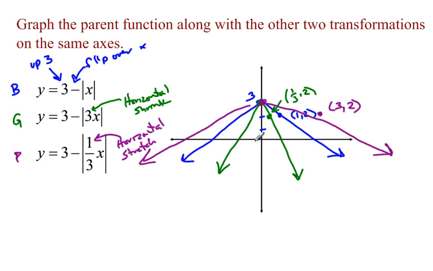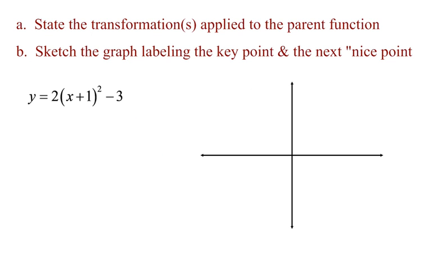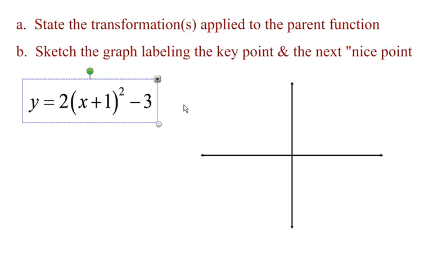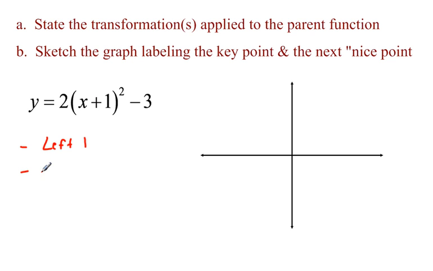All right. Let's move on to our next type of problem, which is where we're just given a single equation. We don't have to graph a whole bunch on the same one. And we're going to label our key points on these. But the first thing we're going to do is state the transformation applied to the function. And we're going to do this using order of operations as well. So when we start off, we're going to do what's in the parentheses first. So that means this thing is going to go left 1. That's the first one. Then we're going to multiply by this number on the outside, which is going to be a vertical stretch. And the last thing we're going to do is go down 3.